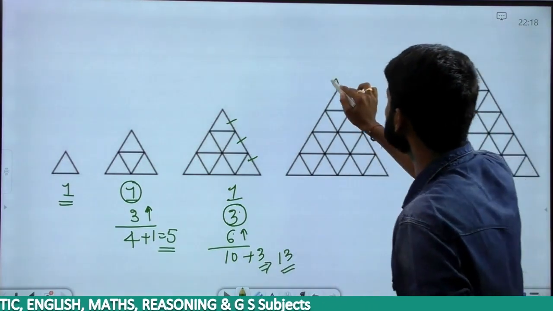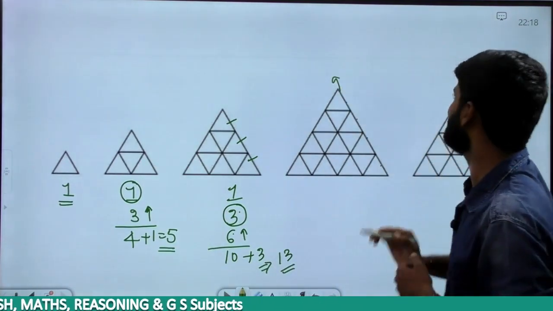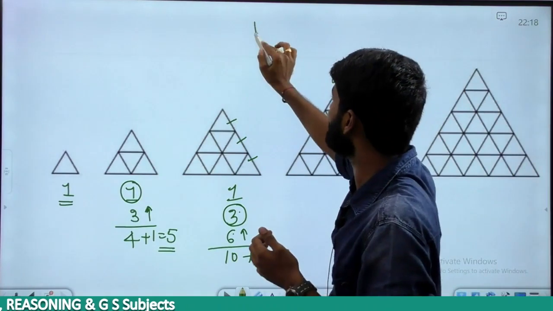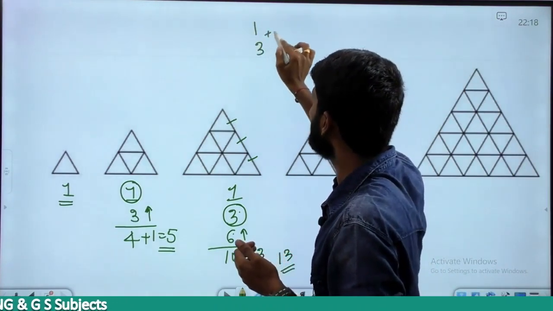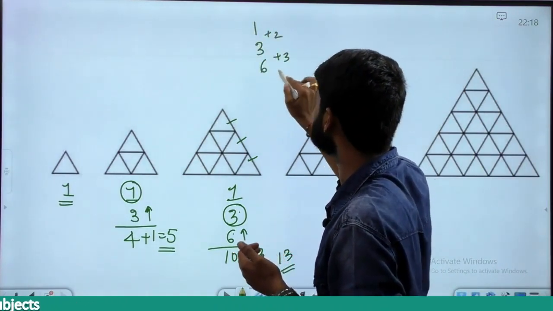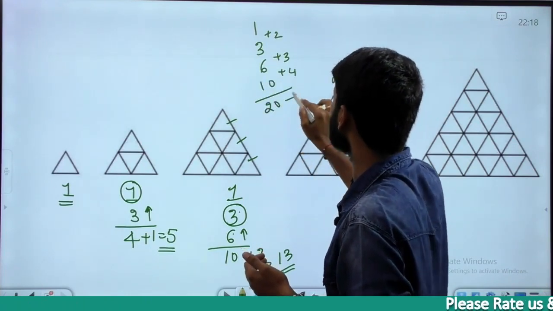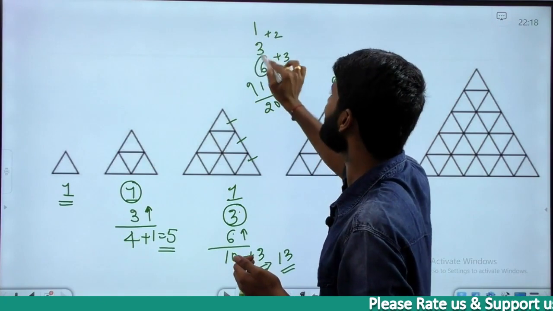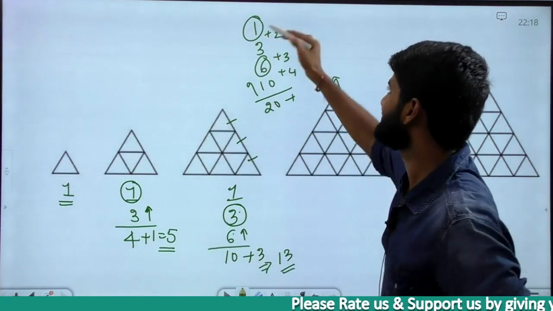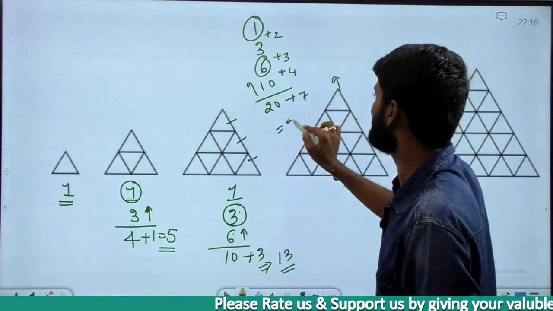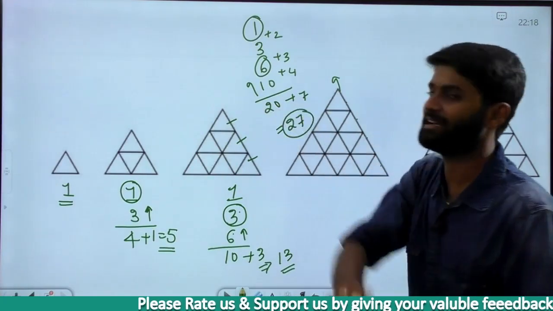For example, in this figure given, in total we have 4 bases. Total 4 bases means 1 plus 2 is equal to 3 and 3 plus 3 is equal to 6 plus 4 is equal to 10. The total resultant here is 20. From bottom onwards, we should add every alternative number. Then 6 plus 1 is equal to 7. The total number of triangles is 27, guys.